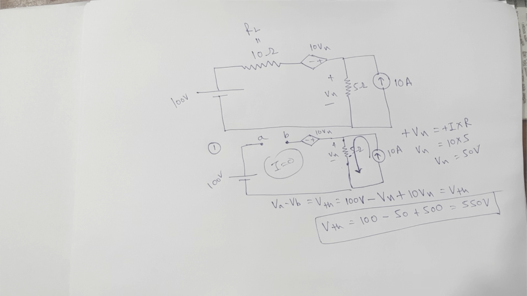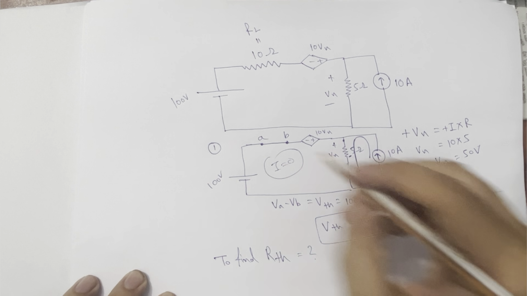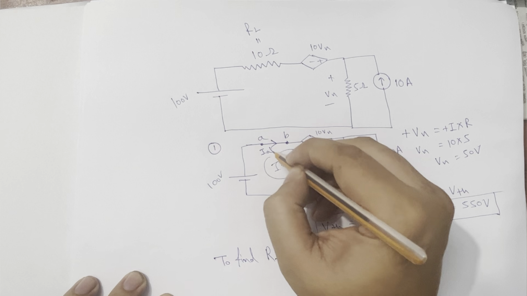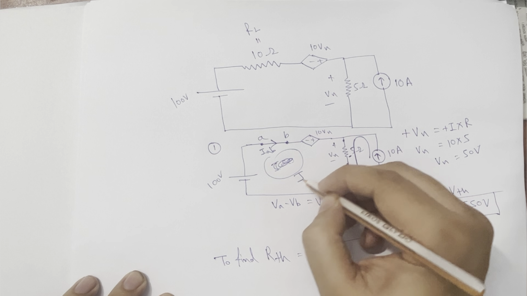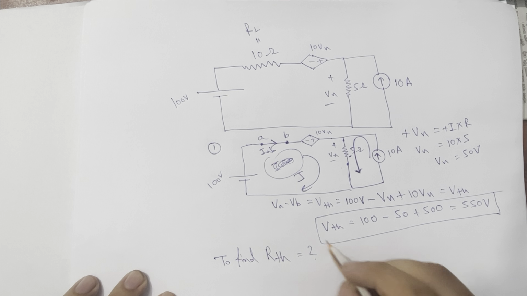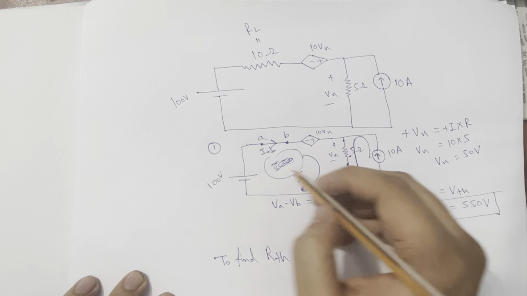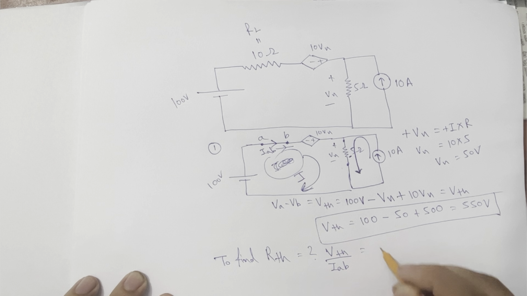So already I told you, to find RTH, what do we have to do? We have to short circuit this and find IAB. So what IAB will be there? Now the current will be flowing, because I short circuited and it makes a complete circuit now. So I1, I assume, will be flowing in this direction like this. So RTH will be equal to VTH by IAB, and in this case it will be nothing but VTH by I1.